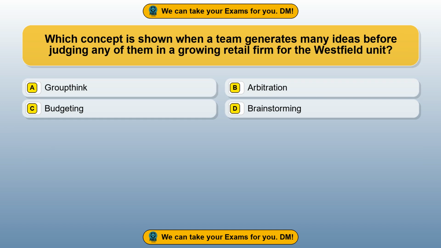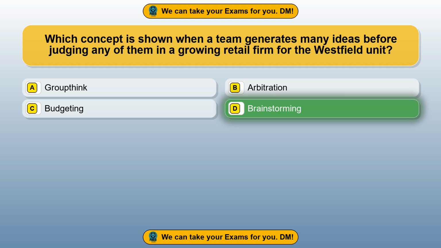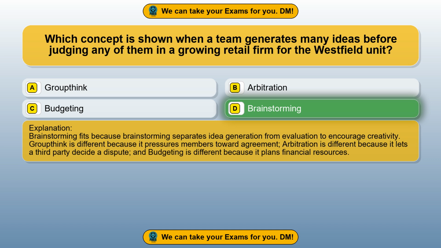Question 36. Which concept is shown when a team generates many ideas before judging any of them in a growing retail firm for the Westfield unit? Option A, groupthink. Option B, arbitration. Option C, budgeting. Option D, brainstorming. The correct answer is option D, brainstorming. Brainstorming fits because brainstorming separates idea generation from evaluation to encourage creativity. Groupthink is different because it pressures members toward agreement, arbitration is different because it lets a third party decide a dispute, and budgeting is different because it plans financial resources.